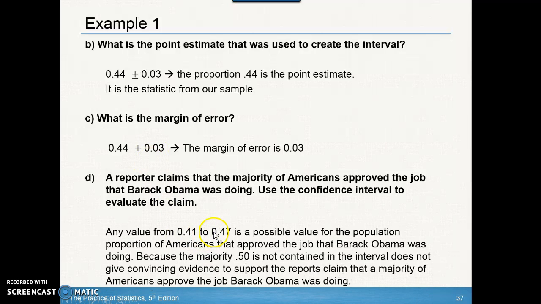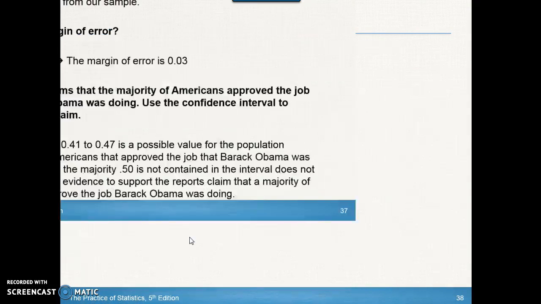So when you have this confidence interval from 0.41 to 0.47, that's basically like saying any proportion between those two numbers is a possible value for the population proportion of Americans that approved the job that Barack Obama was doing. What does majority mean? Majority means more than 50%. So if the true population proportion lies in this interval, 50% is not in the interval, so we can say that there's not really good evidence that more than 50% of the Americans approved the job that he was doing.